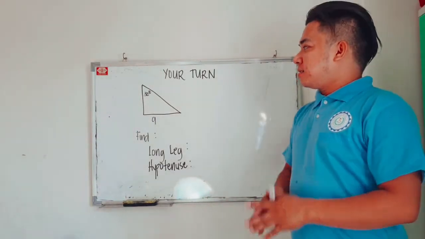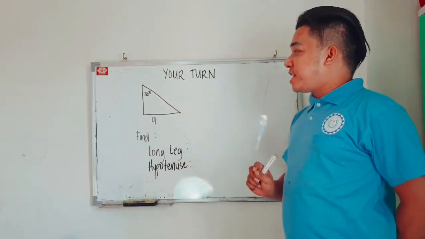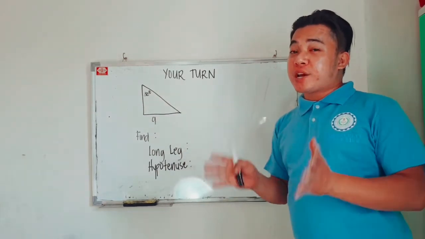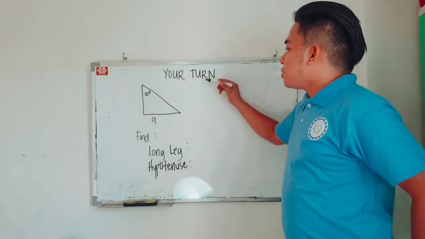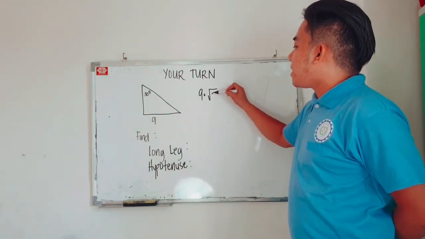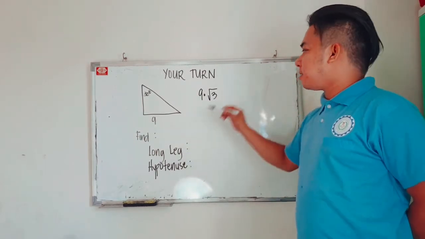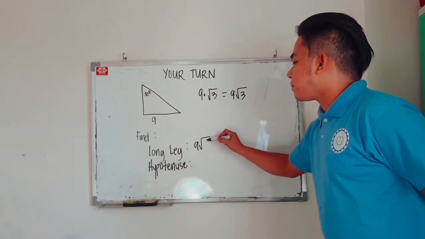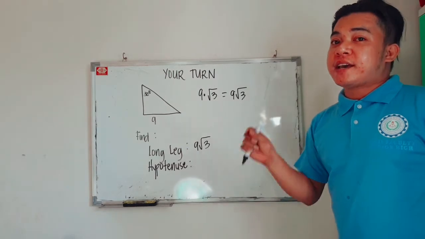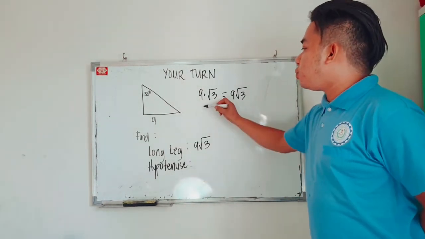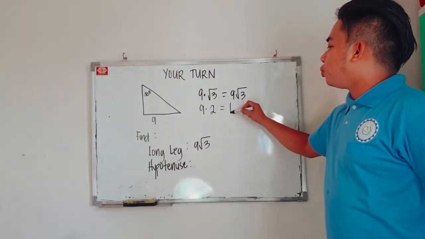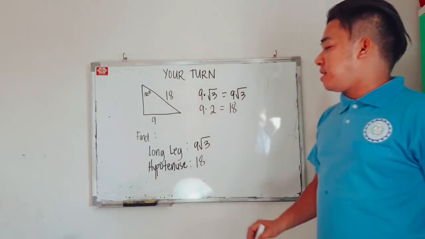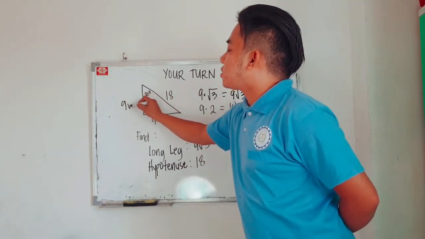So in this given, the given is the short leg. The relationship between the short leg and the long leg is that the long leg is square root of 3 times the short leg. So all you have to do is to multiply 9 by the square root of 3 to get the long leg. So we have 9 square root of 3. The hypotenuse is twice the short leg. So multiply 9 by 2, so we have 18. The hypotenuse is equal to 18, and the long leg is 9 square root of 3.